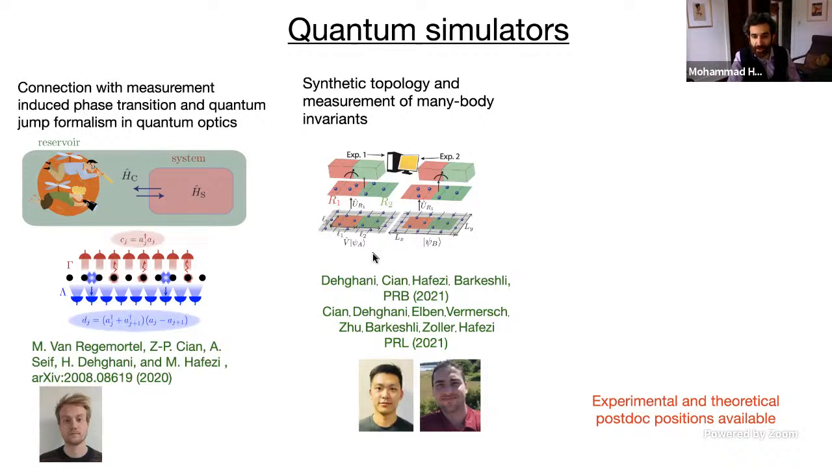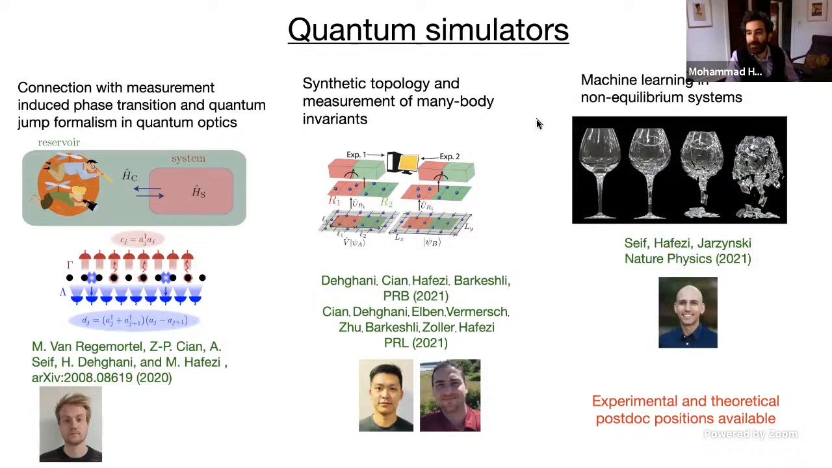I briefly mentioned this work, a collaboration with Meysam Barkeshli and Peter Zoller's group on these quantum simulators and measuring this topological invariance. And then recently, we've also been playing a little bit with machine learning in non-equilibrium systems and in quantum systems. That was a work led by Alireza, who recently graduated and now is in your area in Chicago.